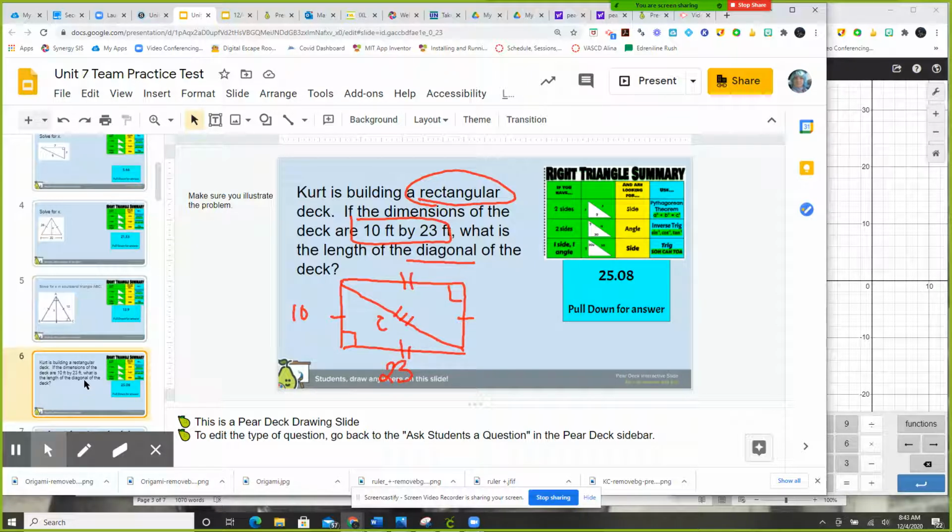So I know you built a rectangular deck and we're looking for the diagonal. And the deck dimensions were 10 by 23. So 10 by 23 are our side lengths. Those are the legs. And we're looking for the hypotenuse. So the equation would be 10 squared plus 23 squared equals c squared.